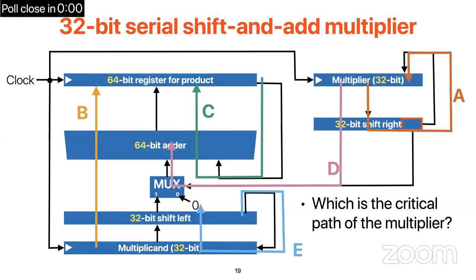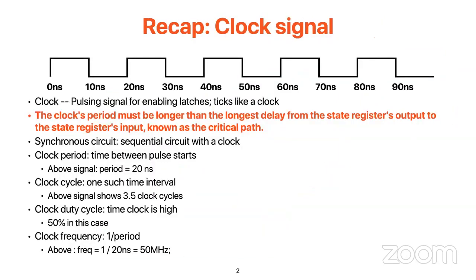But before that, since you are here, and I know we are good friends, if you don't mind, let me go back to this slide. Can we read out the red part of the sentence? The clock's period must be longer than the longest delay from the state register's output to the state register's input, known as the critical path. Right, that's the critical path.